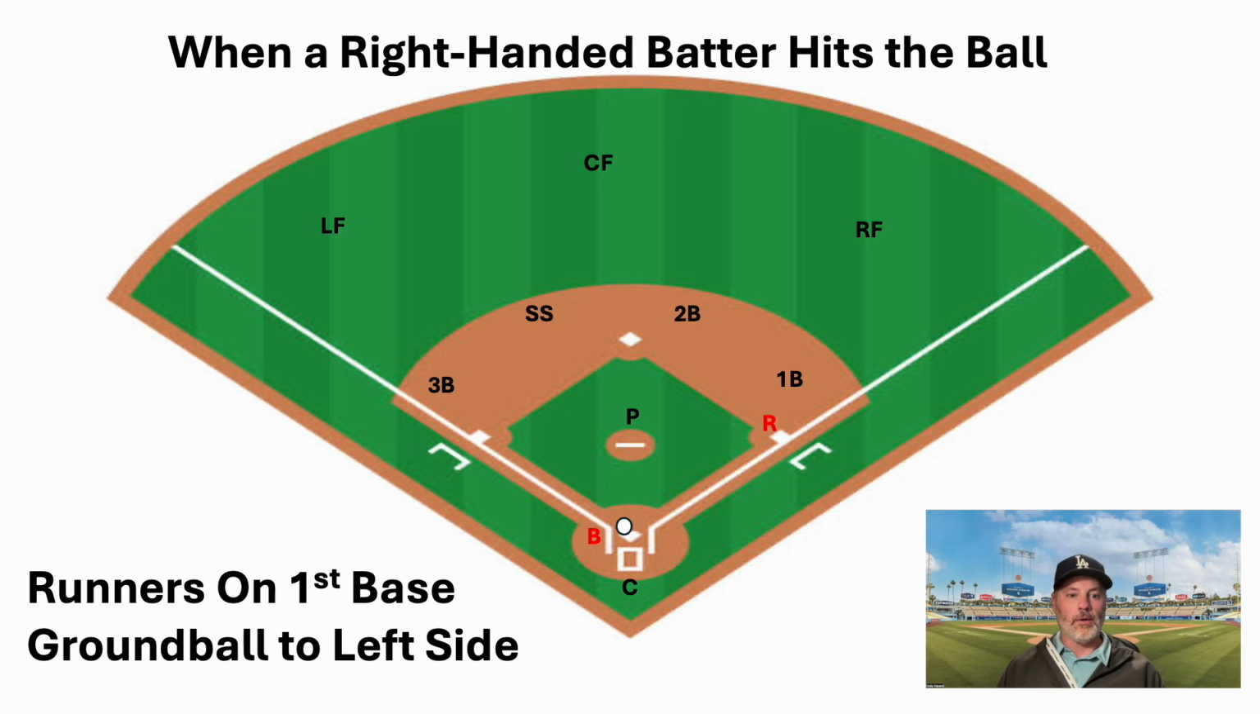You can see the little R on first. There's a runner on first base, ground ball to the left side. What do we want to do? Ball's hit to shortstop. So first base is going to cover first base. Catcher now is coming up in front of home plate.